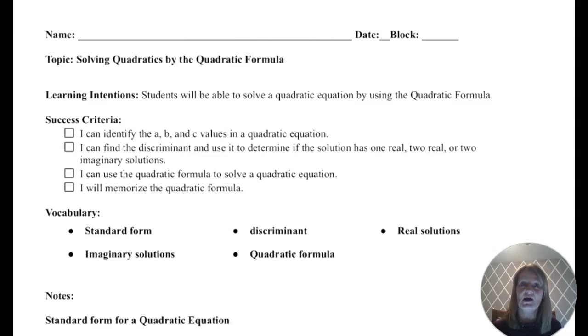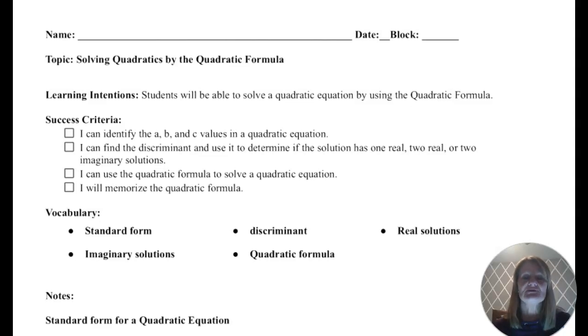in which case we know that means it's not going to cross. So the next thing is that you're going to be able to identify when you need to use the quadratic formula and when you don't. And then also you need to be sure that you have the quadratic formula memorized. That's going to be a key to what we're going to be doing.